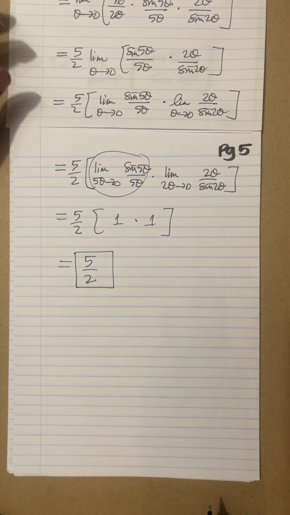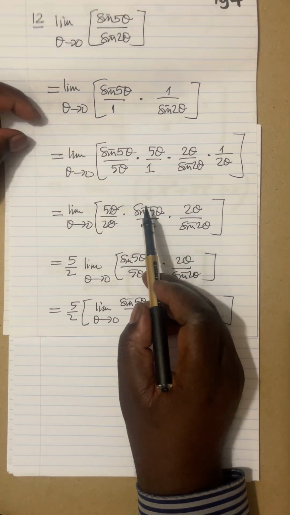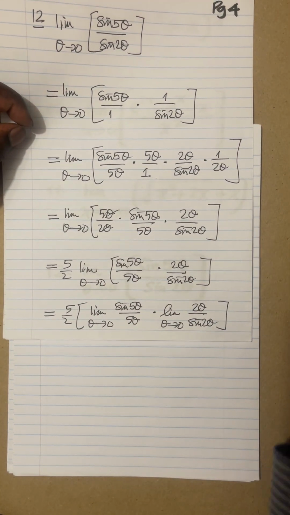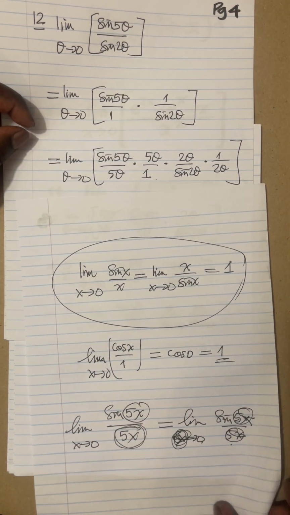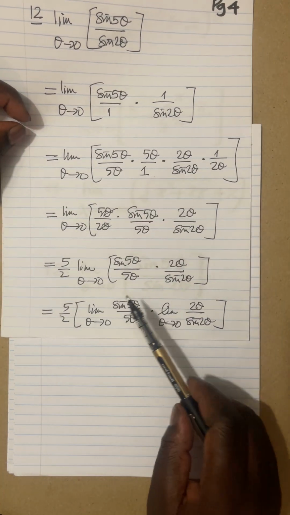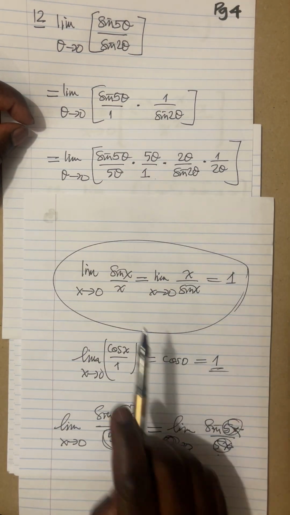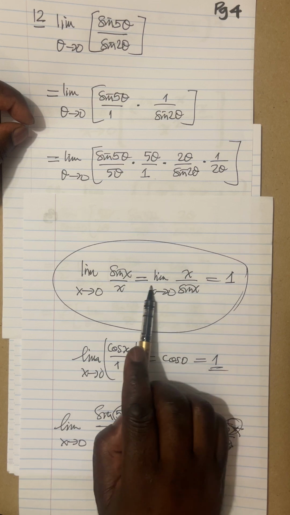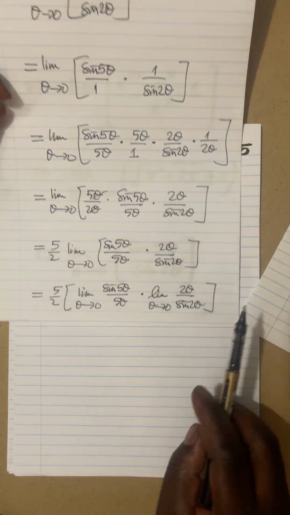Not very straightforward, but requiring a little bit of tricks from here going down until we are able to establish this result here, that result there, and take advantage of the fact that the limit as x approaches 0 of sine x over x must be equal to the limit as x approaches 0 of x over sine x, which must be equal to 1. So this is what we're using here to come up with our 5 over 2 as our final solution.